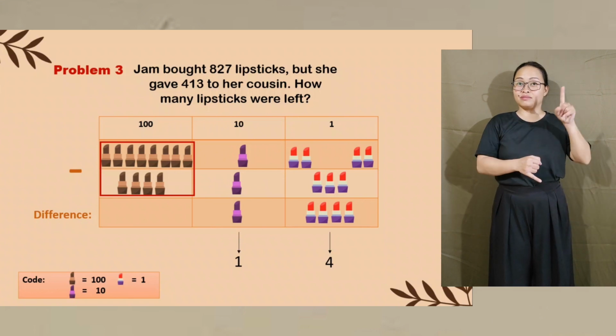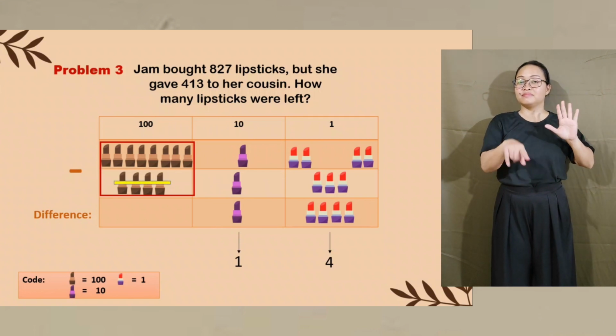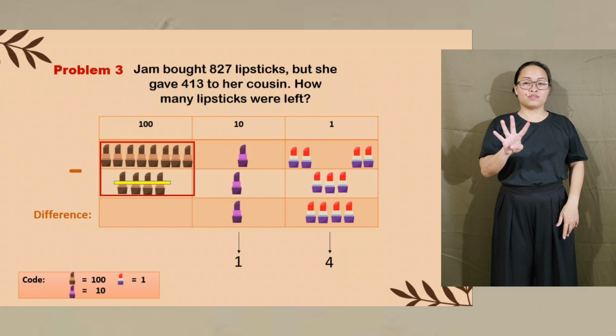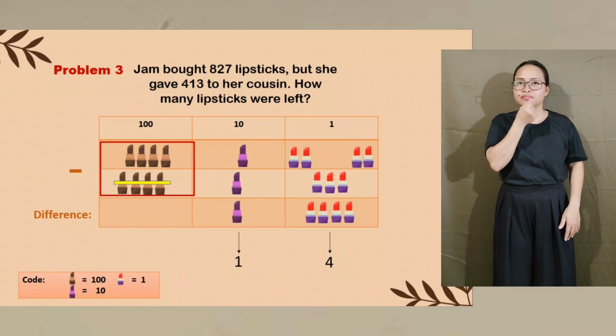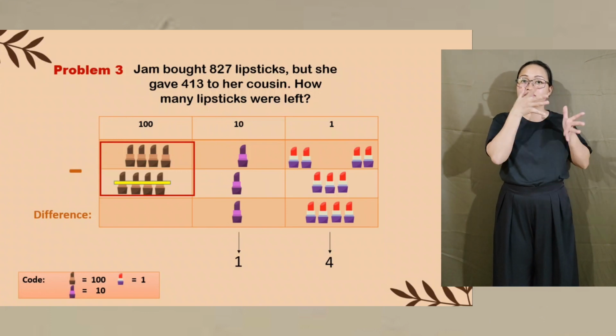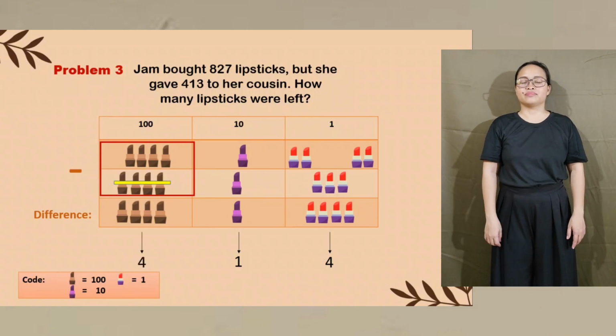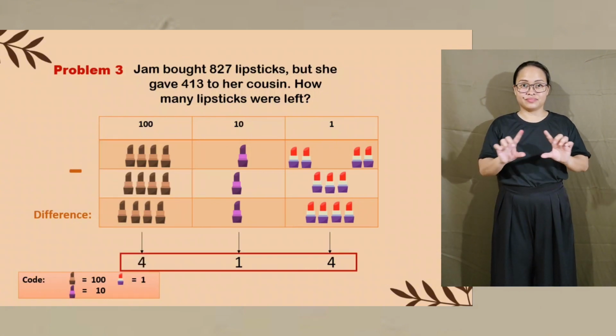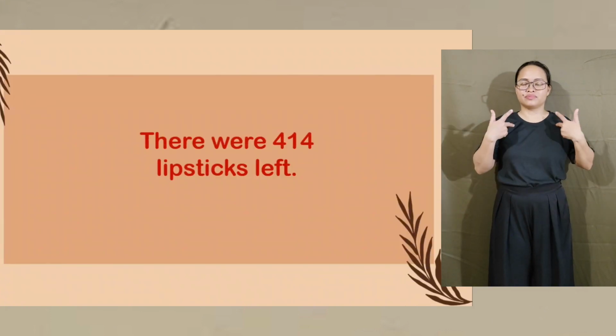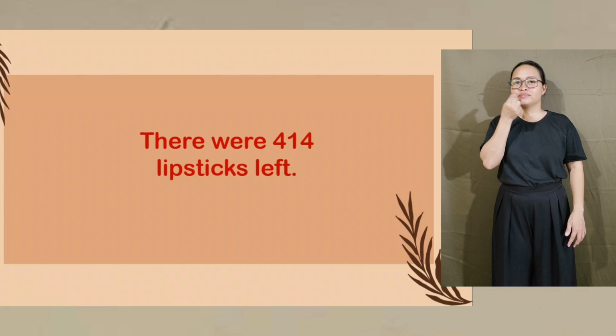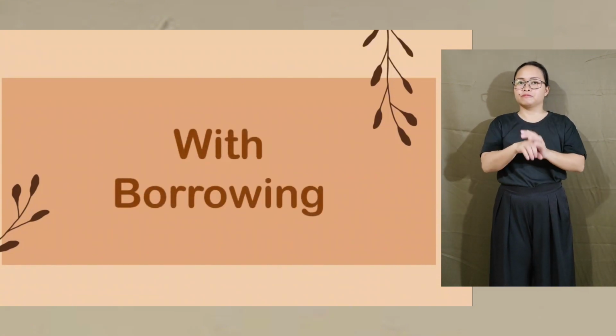Lastly, 8 minus 4. If we take away 4 lipsticks, now we are left with 4 lipsticks. So this is the difference. Therefore, there were 414 lipsticks left. Now we have some examples in which we can subtract with borrowing.